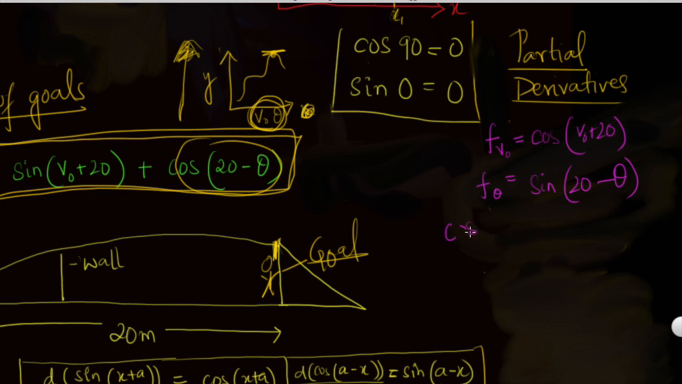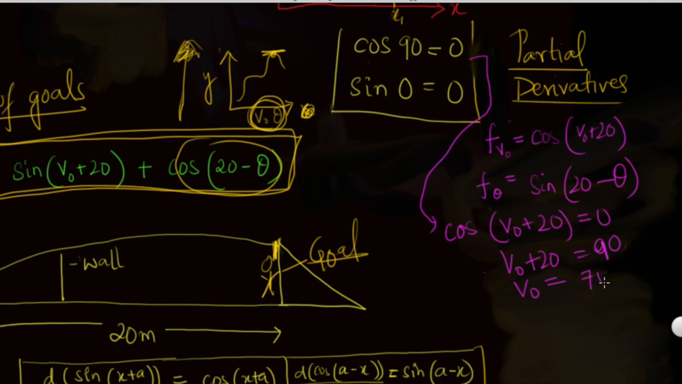Now, just as we did learn earlier, now we have to equate the derivatives to 0. So cos of v naught plus 20 equals 0. And from this table, for those of you who haven't done trigonometry, you should understand that cos of 90 is 0. So all we can do is equate v naught plus 20 to 90. Now the reason we're only taking acute angles and obviously 90 is because we need to limit our domain, and in this case range as well.